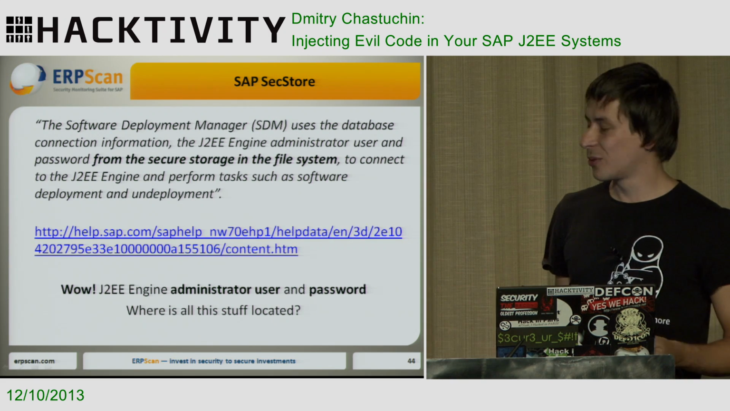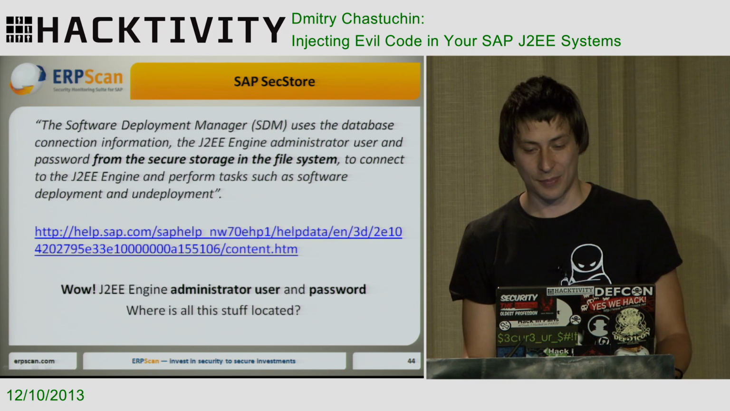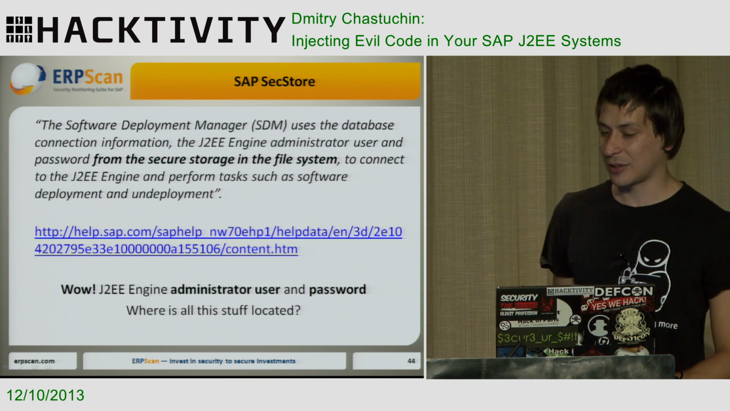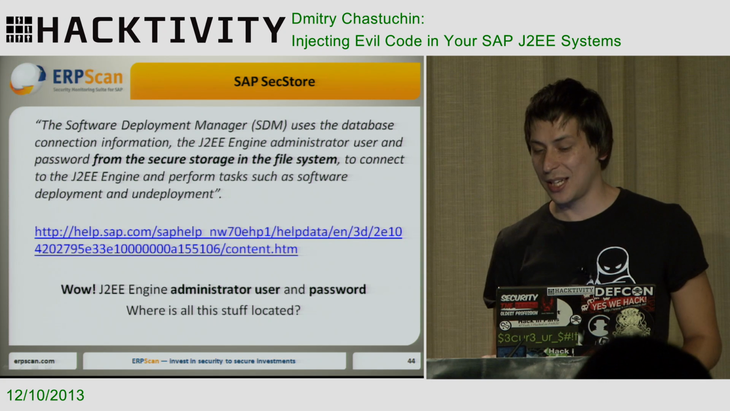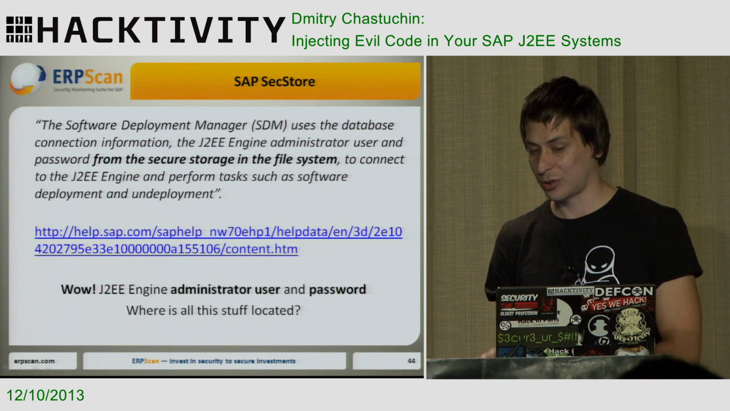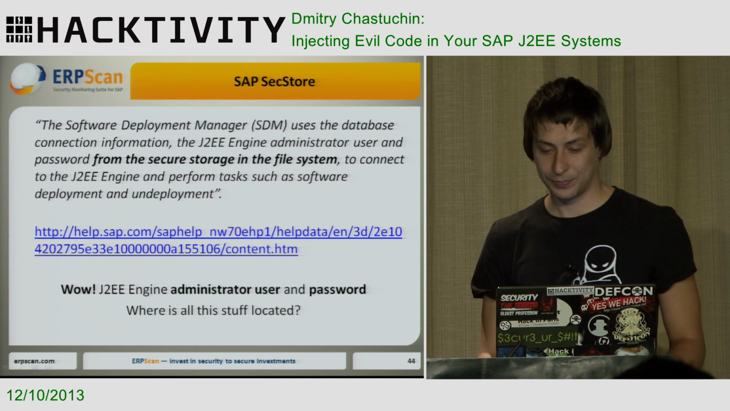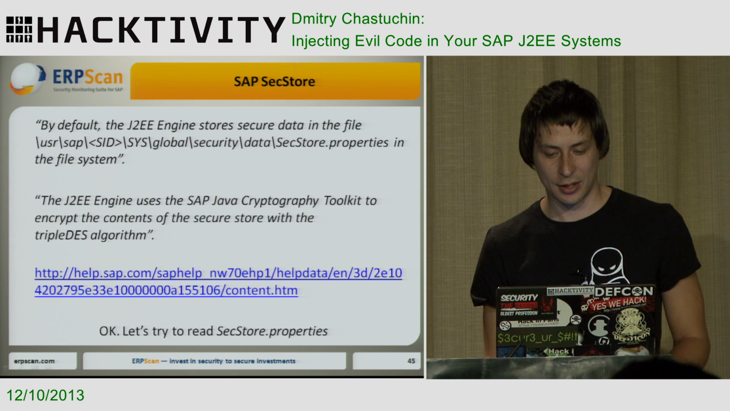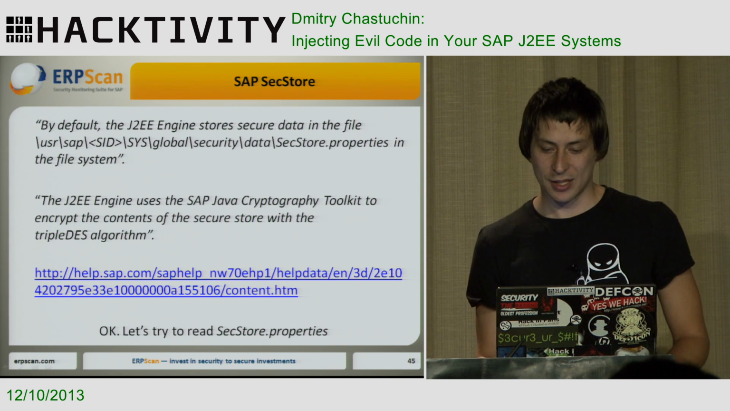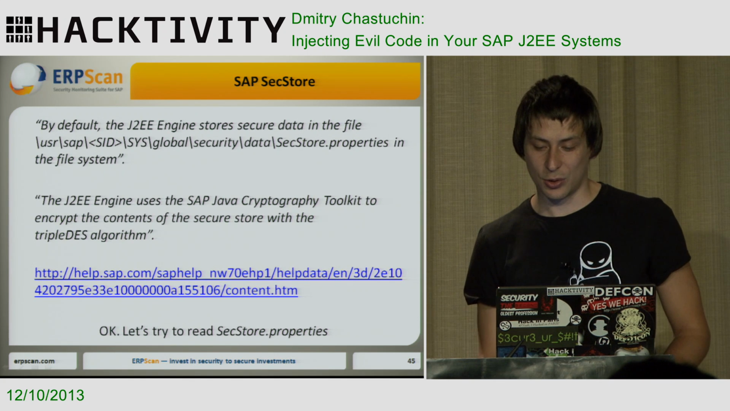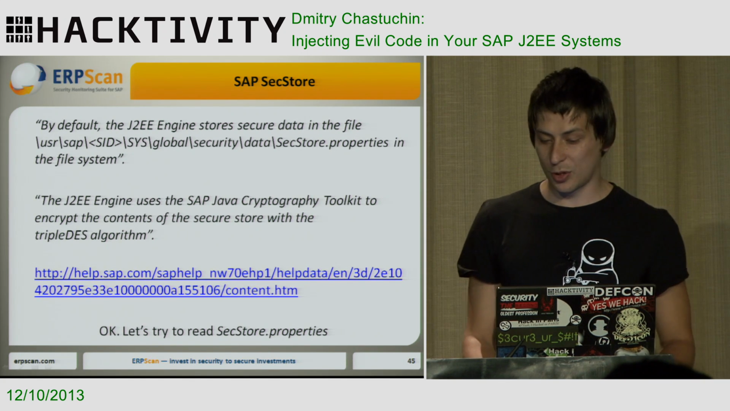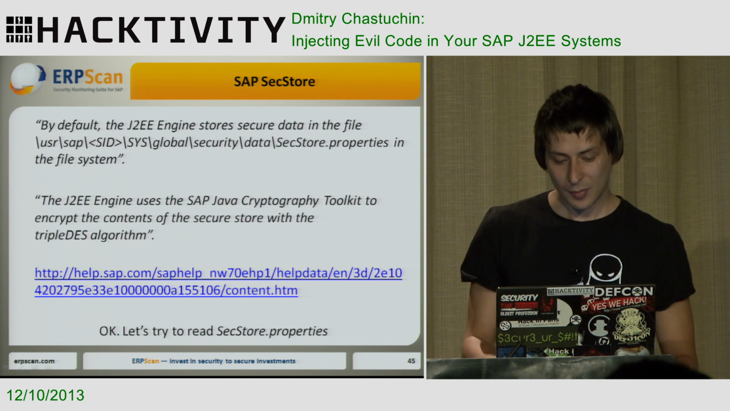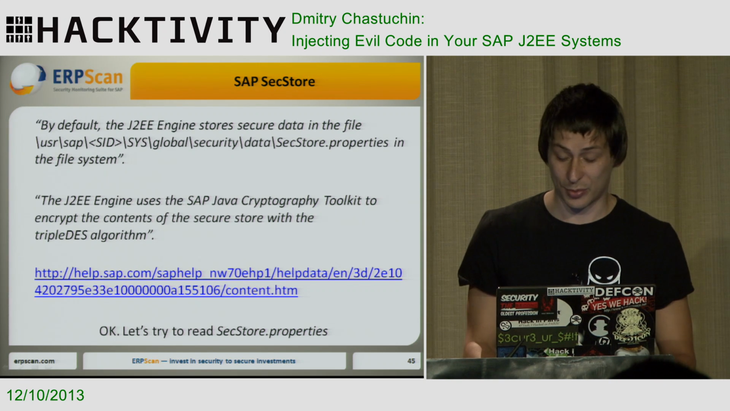Great. We can execute commands on the operating system. What can we do? SAP documentation says something about the SAP secure store, a place where Java passwords are stored. Let's try to find it. Let's go back to the SAP documentation and see. By default, the J2EE engine stores secure data in the file secstore.properties and encrypts the content of the secure store with the triple DES algorithm. Not bad. Let's try to read the secstore.properties file.